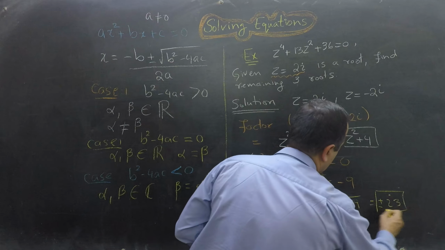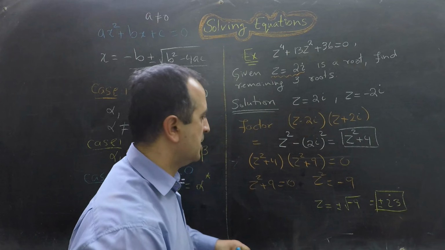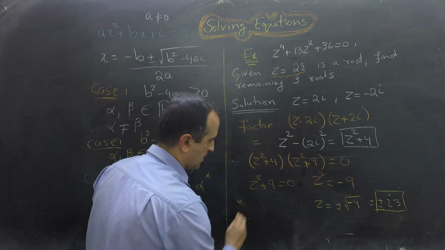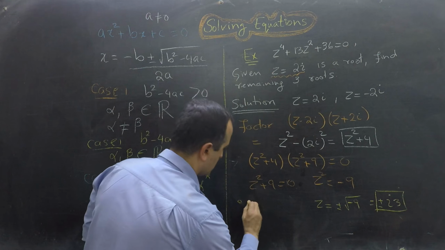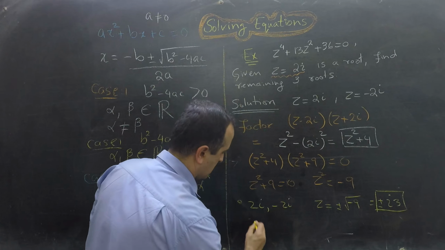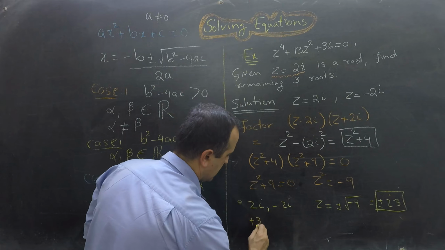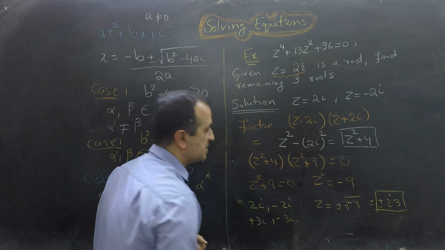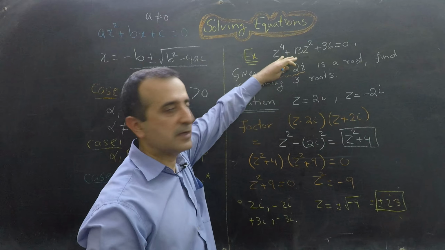So these are my 4 roots. The roots of this equation are number 1, 2 iota, minus 2 iota, plus 3 iota, minus 3 iota. So this equation has 4 different complex roots.